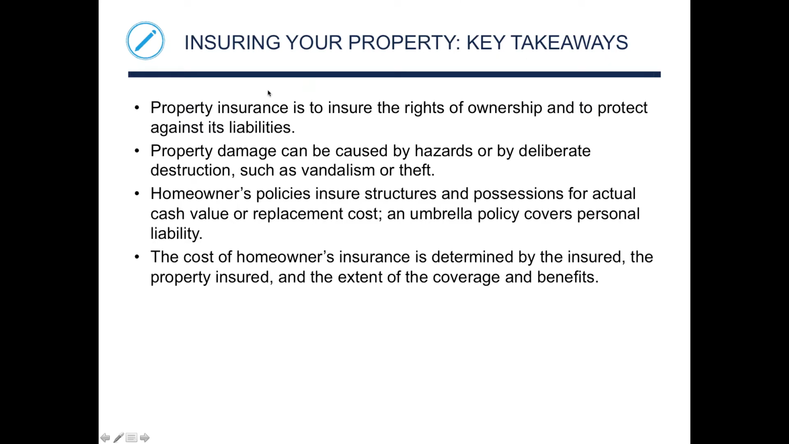Key takeaways. Property insurance is to ensure the rights of ownership and to protect against its liabilities. Property damage can be caused by hazards or by deliberate destruction, such as vandalism or theft. Homeowners' policies insure structures and possessions for actual cash value or replacement cost. An umbrella policy covers personal liability. The cost of homeowners insurance is determined by the insured, the property insured, and the extent of the coverage and benefits.